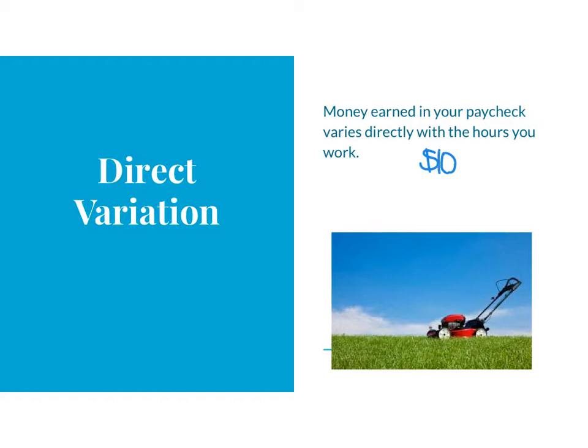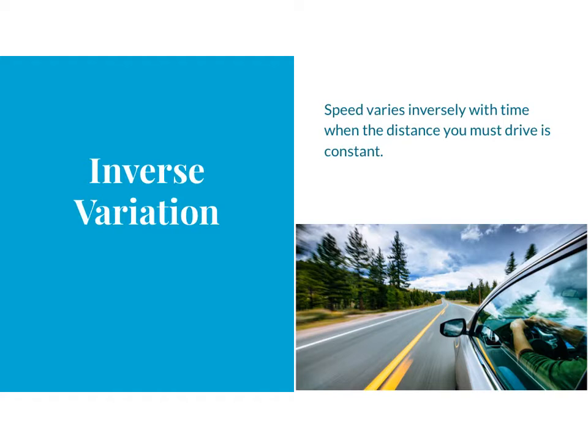The money earned in your paycheck, we would say, varies directly with the hours you work, because you would take 10 times the number of hours to get the amount in your paycheck. So we would say P varies directly with H. Whereas inverse variation would be where one variable goes up, the other will go down.